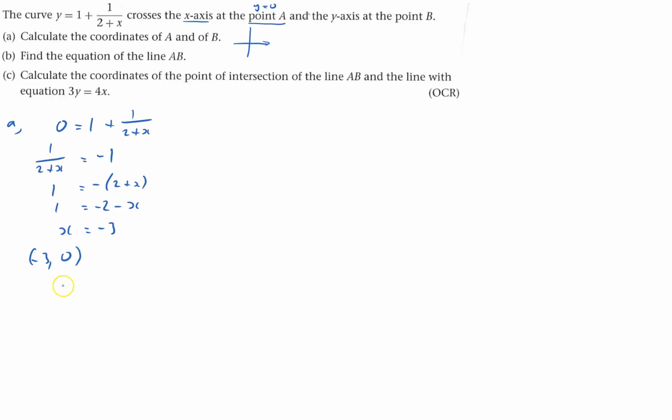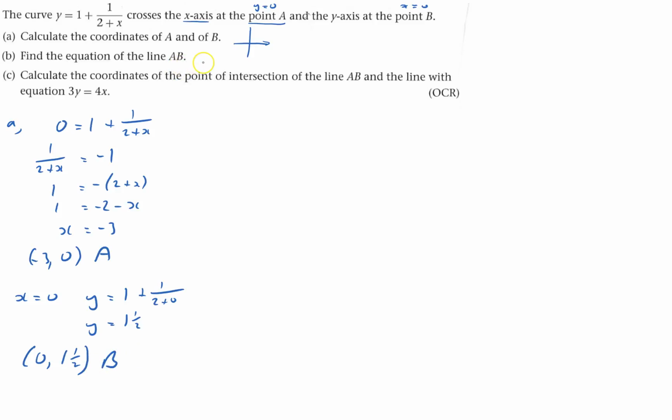So that's that bit. And the y-axis at point B will be when x equals 0. So when x equals 0, that gives me y equals 1 plus 1 over 2 plus nothing, so it's a half. So y equals 1.5. And so the other point is 0, 1.5. Those are 2 points. The first one is point A, and that point is B.